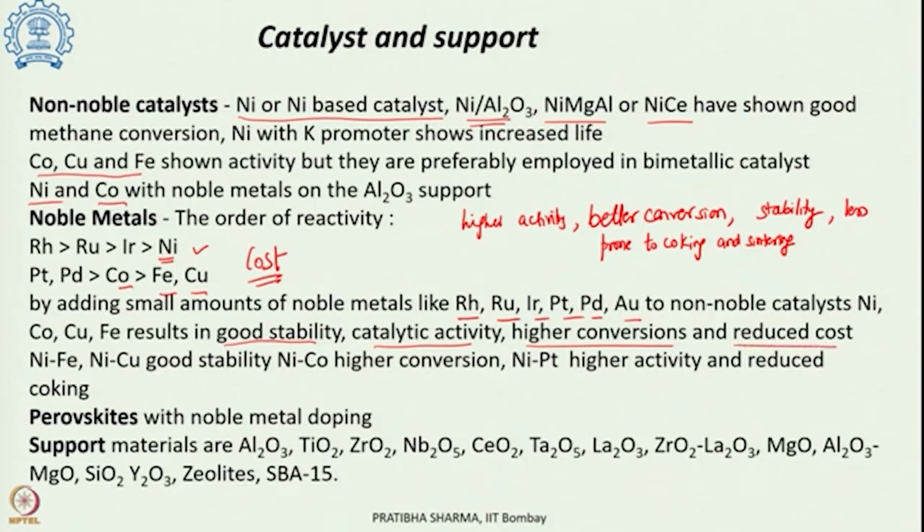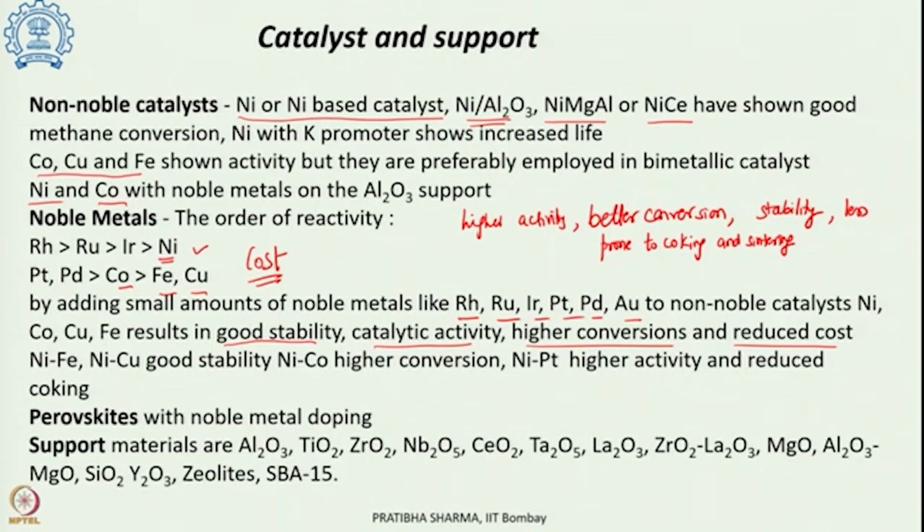Now, there are several bimetallic catalyst combinations. Nickel iron and nickel cobalt show very good stability. Nickel cobalt shows higher conversion, and nickel platinum shows higher activity and reduced coking. Other than these noble and non-noble transition metal based catalysts, perovskites are also used as catalysts with noble metal doping. We know that other than the catalyst, the support is also very important because it serves several purposes.